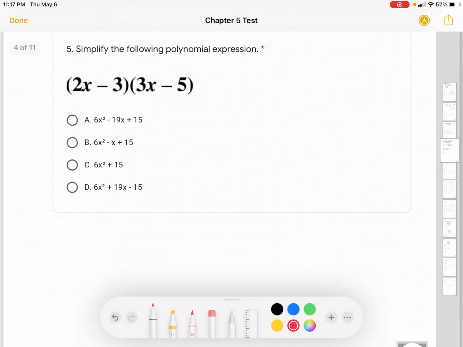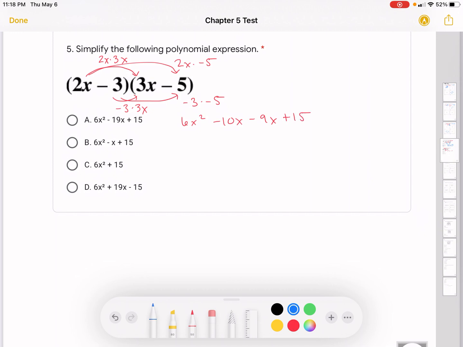This next question was a multiplication problem. So here you had to distribute. So I'm going to start with 2x times 3x, which is 6x squared. Next would be 2x times negative 5, which is negative 10x. Then you could distribute negative 3 times 3x, which is negative 9x. And negative 3 times negative 5 would be positive 15. Now we would combine like terms. Here these middle terms are like. Negative 10x minus 9x is negative 19x. Everything else brings down. So that would have been our correct answer.